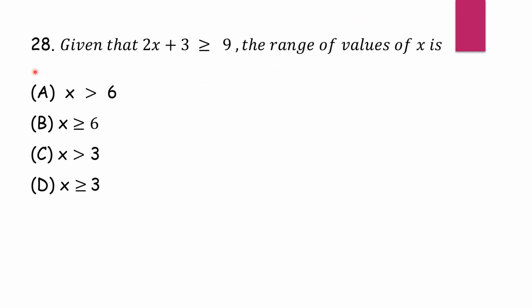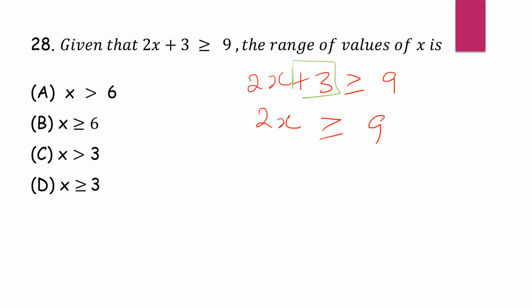Here we have an inequality. Given that 2x plus 3 is more than or equal to 9, the range of values of x is, so we have 2x plus 3 is more than or equal to 9. So we're going to leave the 2x on this side, leave 9, but we're going to carry over this plus 3, and we're going to get a minus 3. So 2x is more than or equal to 6.